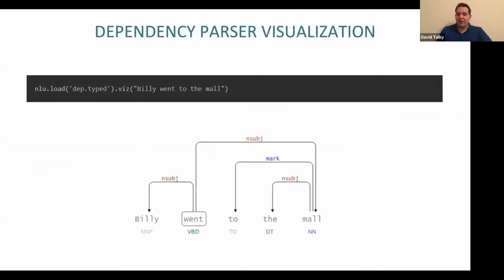There are quite a few other types of visualizations. This example shows part of speech tagging and dependency parser. So NLU.load dep.type, this is typed dependency parsing, and visualize Billy went to the mall. And you get this visualization right on your notebook or on your screen that shows that Billy is a noun phrase, went is a verb, the is a determiner, and so on. And you also see the types and the links between the nodes of the parse tree.